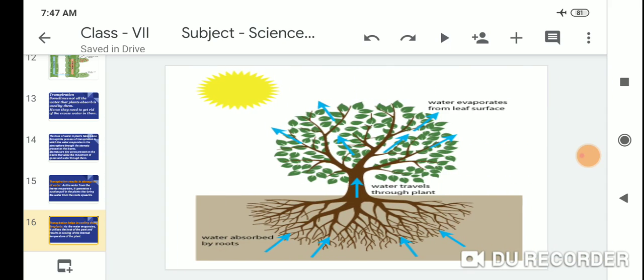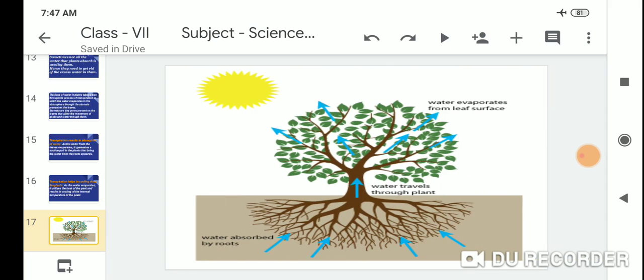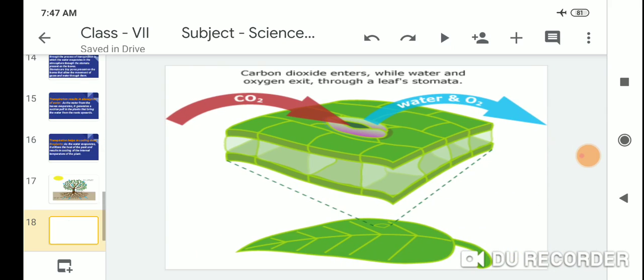So water is absorbed by the root along with minerals. Water travels through the plant and evaporates from the leaf surface, the stomata, in the presence of sunlight, and carbon dioxide enters while water and oxygen exit through the leaf stomata. So CO2 is received, and water and oxygen are released by the leaves through the stomata.